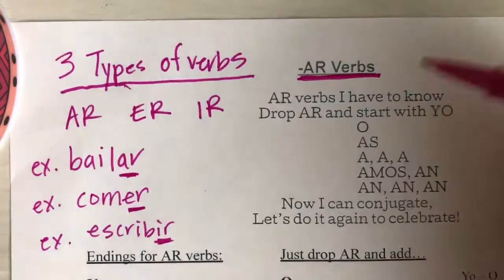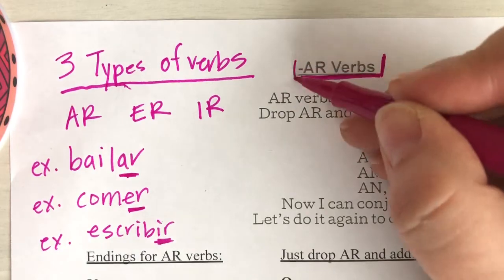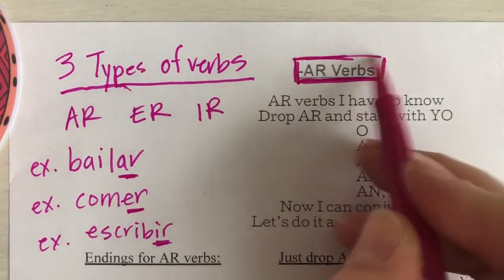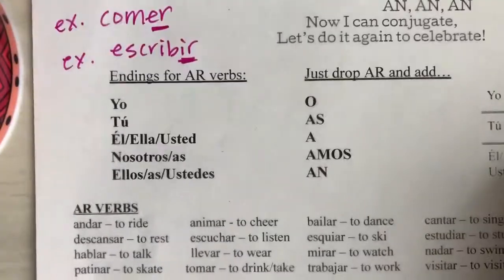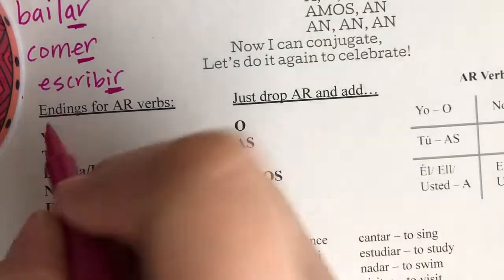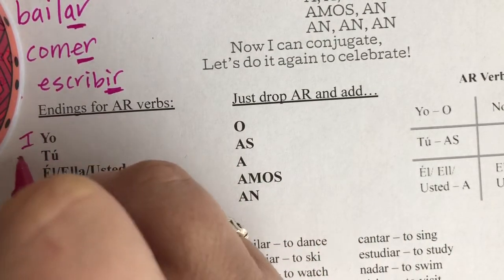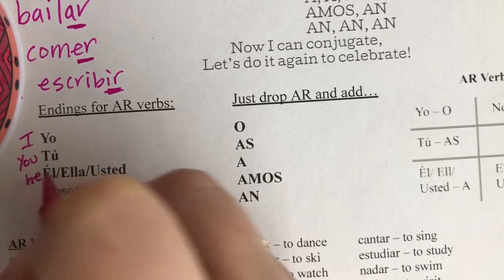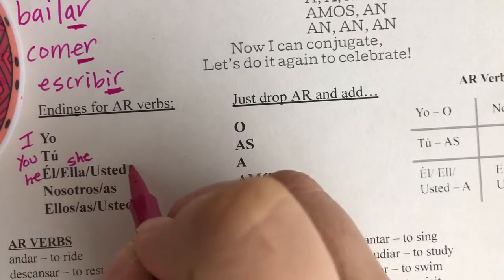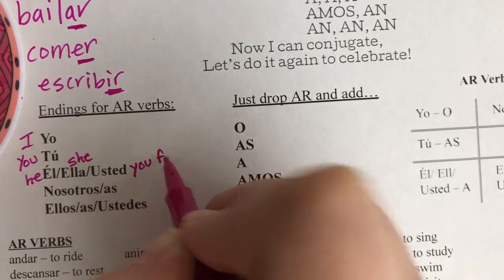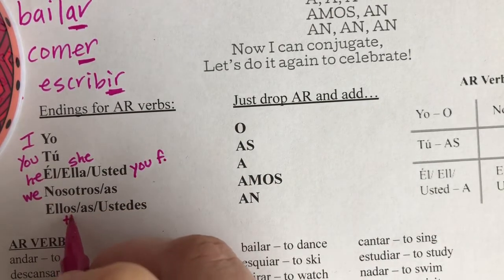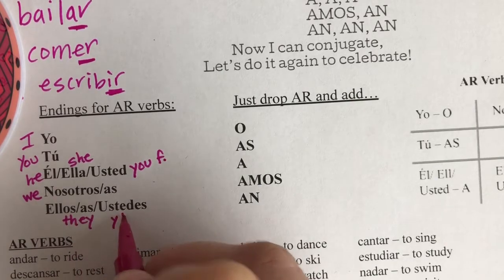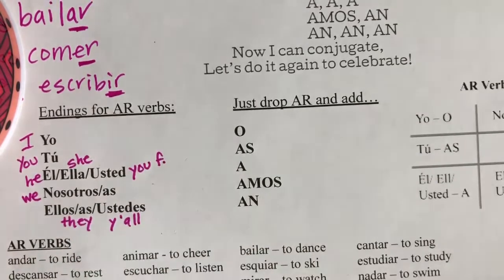Now, again, we're going to be focusing on this sheet here, AR verbs, meaning verbs that end in AR. So, right down here, we've got our subject pronouns. Hopefully you remember these. Yo is I, tú is you, él is he, ella is she, usted is you formal. I'm going to put an F. Nosotros and nosotras are both we. Ellos and ellas are they. And ustedes is, as I say in the South, y'all.